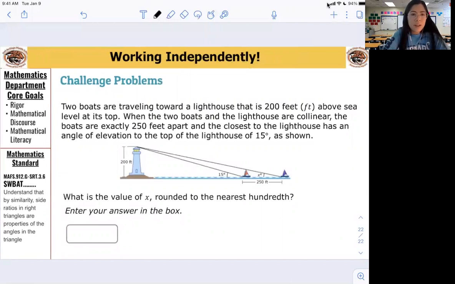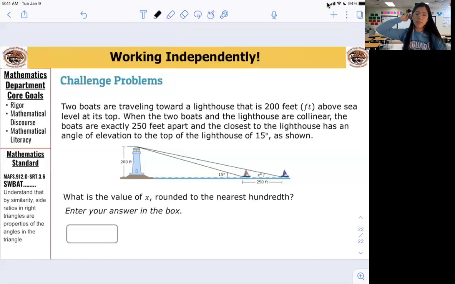So 2 boats are traveling towards a lighthouse that is 200 feet above sea level at its top. When the 2 boats and the lighthouse are collinear, the boats are exactly 250 feet apart, and the closest to the lighthouse has an angle of elevation to the top of the lighthouse of 15 degrees. What is the value of x rounded to the nearest hundredth?